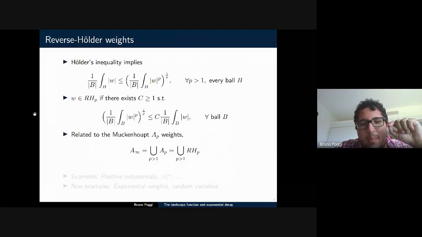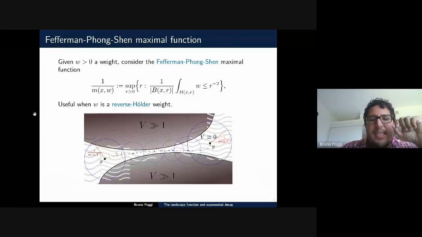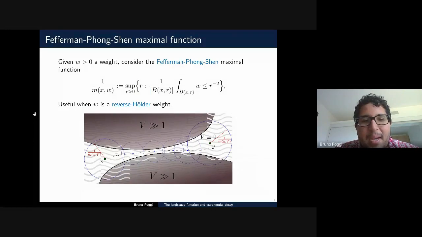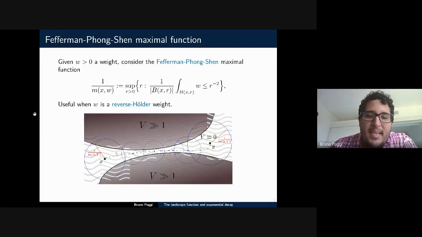So its definition is given here, but you shouldn't be scared about it. Well, it is a maximal function in the sense you're taking a supremum over the radius that satisfies this property. But here I made a picture that will give a more intuitive reasoning as to why this is an interesting function to study. If you're thinking about Agmon distance, you want the distance between points that will see the effects of the potential V in terms of the equation, right?